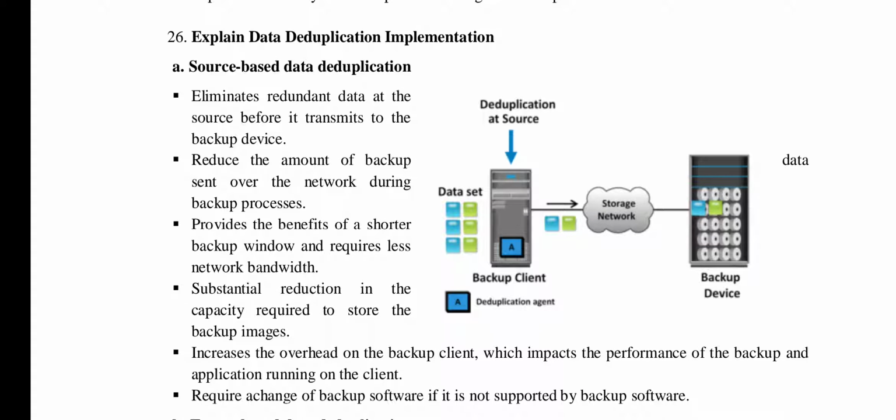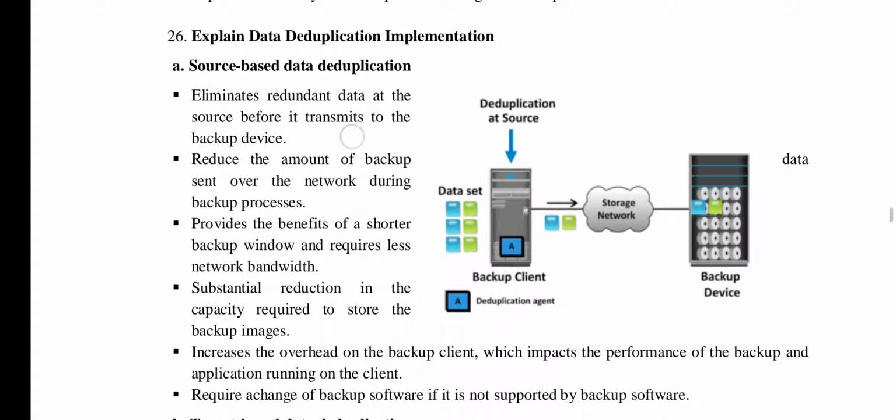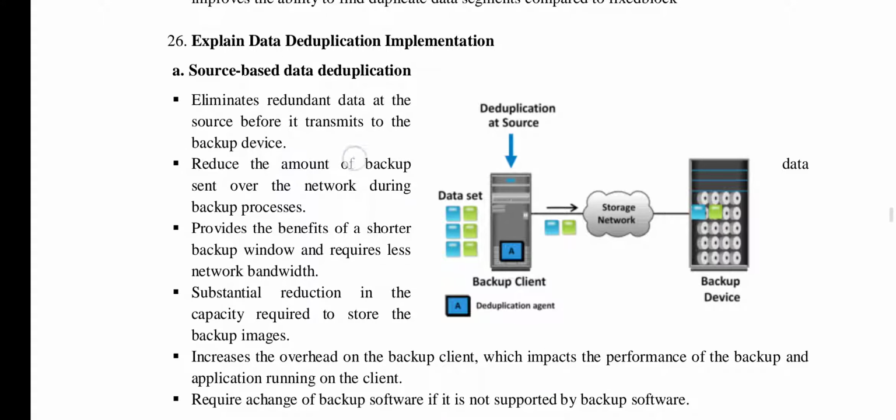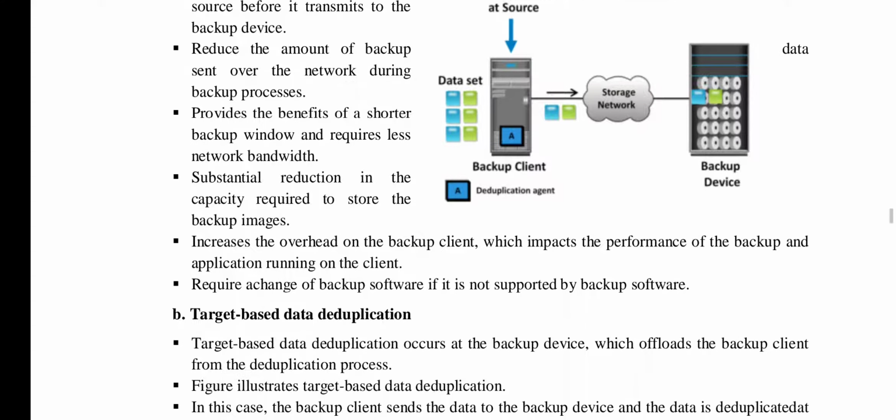Now we talk about the implementation methods. First is source based data deduplication. It's very simple, the figure is also very simple. It eliminates the redundant data at the source before it transmits to the backup device. You can see in the figure, you have the backup client and you have the data set. At the source itself, deduplication is done, and then only it transfers to the backup device. So just go through it.